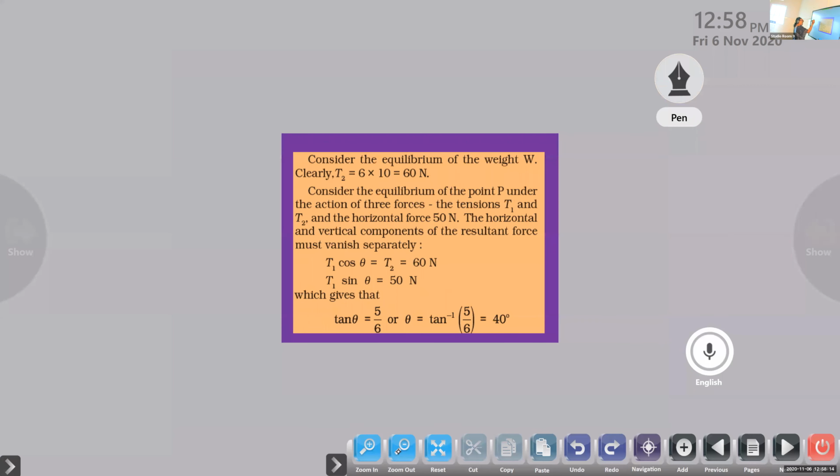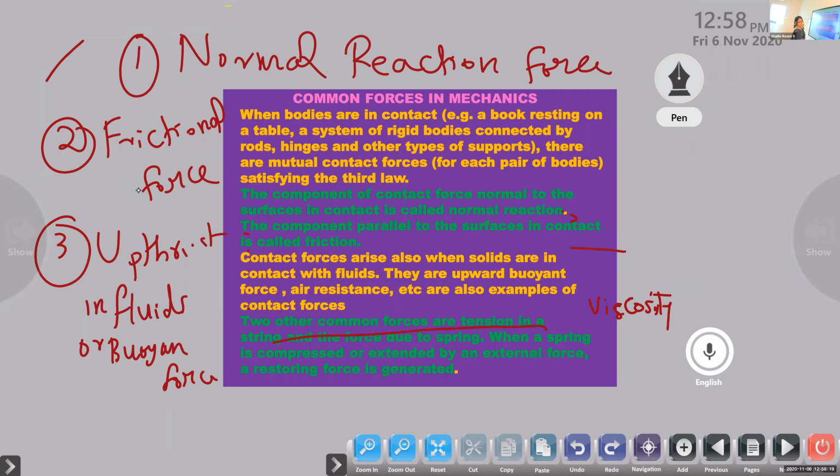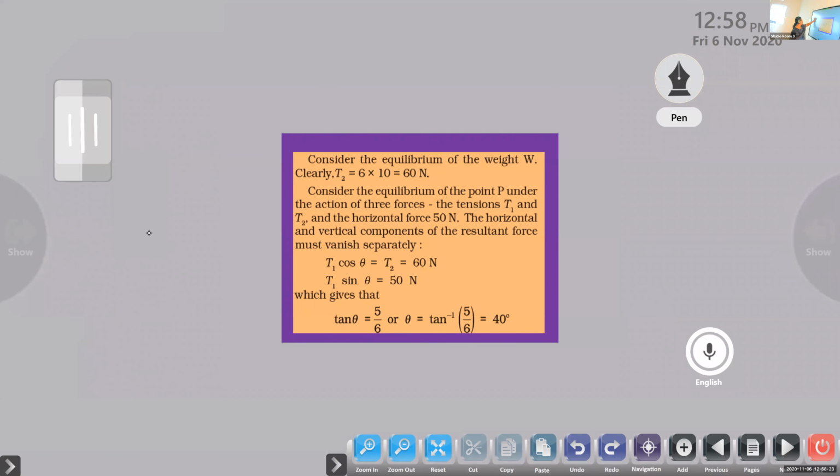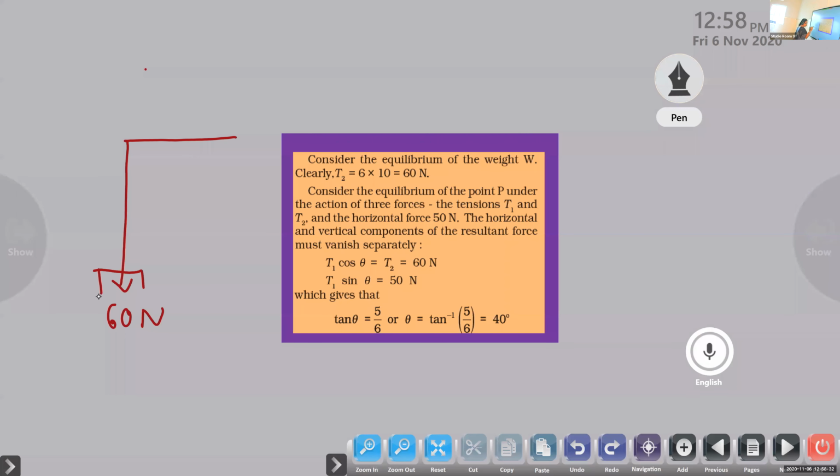Actually, let me forget about that one. Just think there is a weight of 60 Newton suspended, and there is a thread. The thread is suspended, just think that way. And here P is the point, because it's a concurrent force, all the forces are acting in the same line.